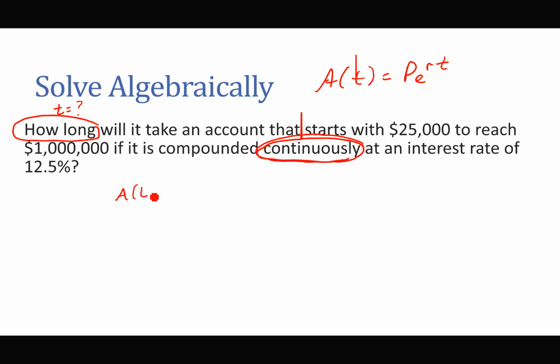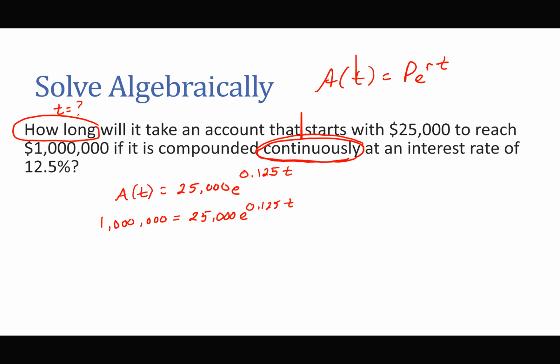And so my function A of t is going to be my starting amount here, 25,000 times e raised to 0.125. So we're going to write that percentage as a decimal times t. And we know that final amount is going to be 1 million. So 1 million equals 25,000 times e raised to 0.125 t.